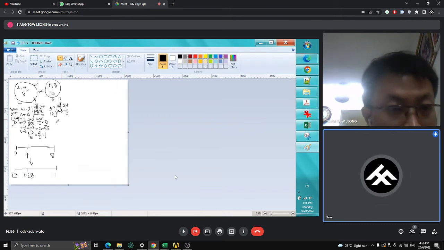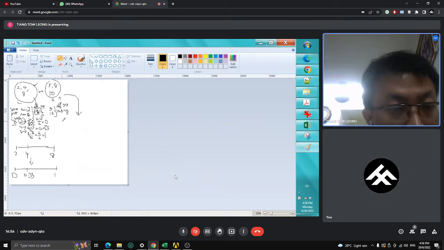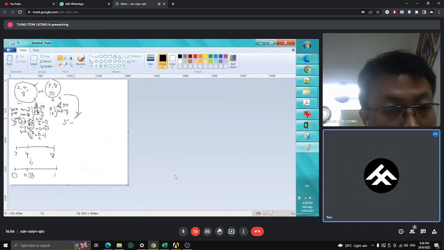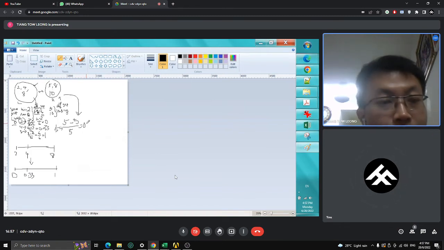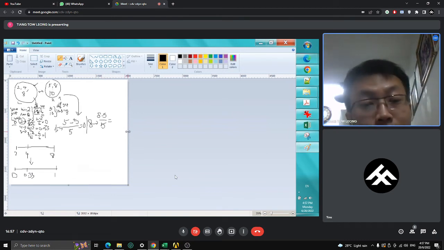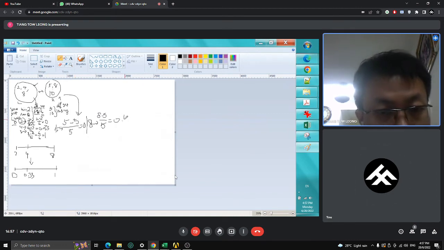Boleh faham tak? Okay, now we convert this one pula. So 5 minus the minimum 5, divided by gap 5. So number 5 is actually 0. Betul tak? Okay. For 8, it is 8 minus 5 divided by 5. What is the value? 0.6. Okay. Then another one is 10. So 10 minus 5 divided by gap 5 becomes 1. Betul kan?